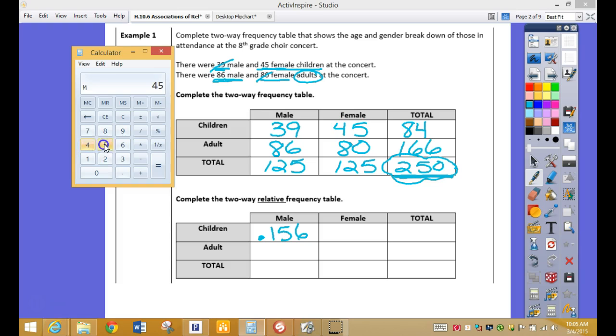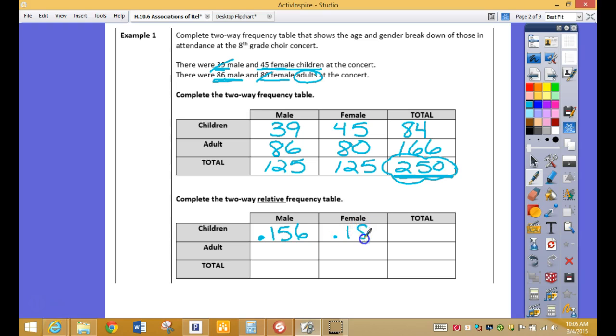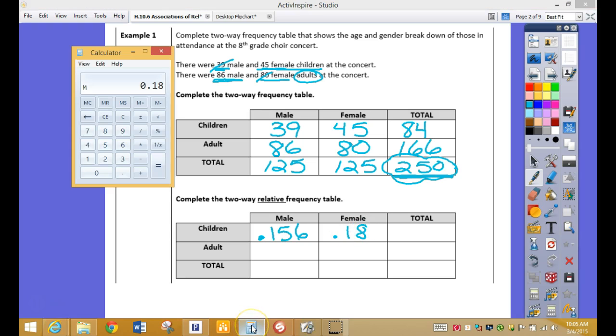45 divided by, now hit your MRC, your memory recall, equals. So you don't have to sit and push that 250 in every single time. So you get 0.18. Hit clear. Do the next one. 84 divided by your memory recall, your MRC, equals 0.336.